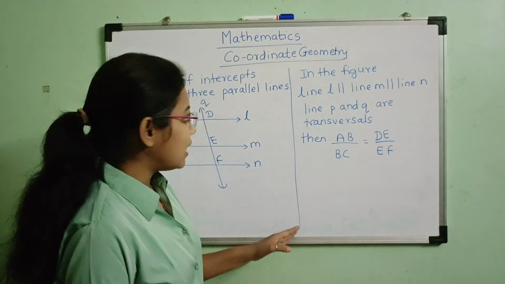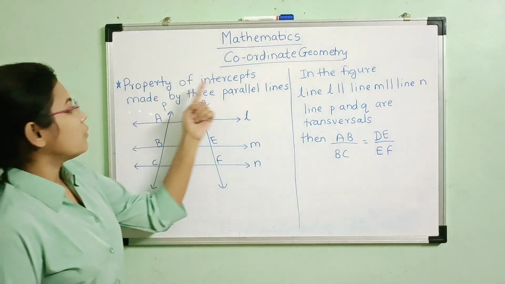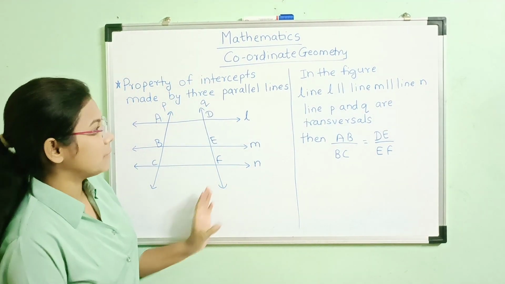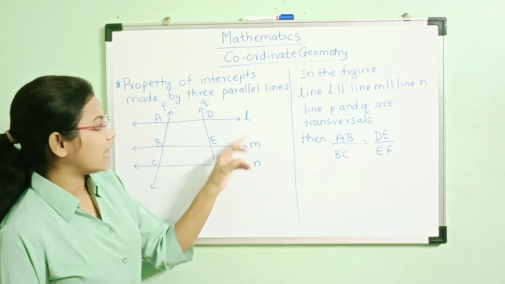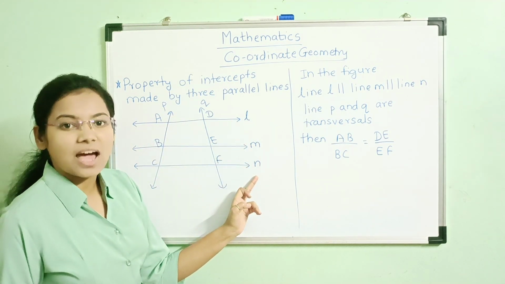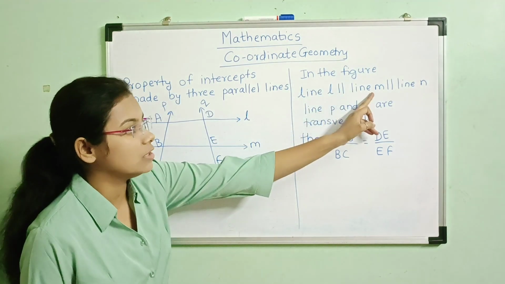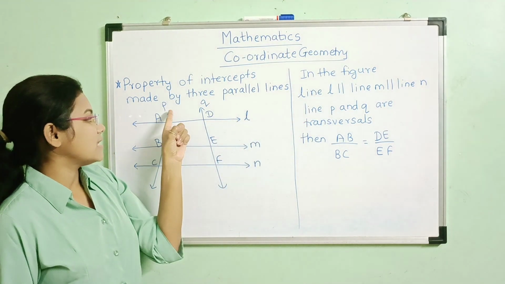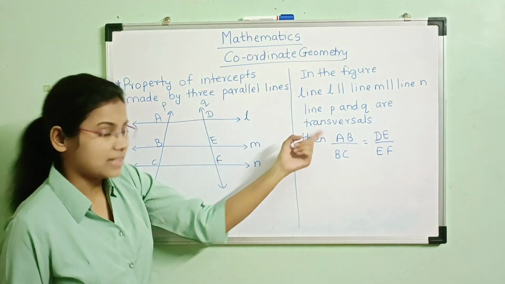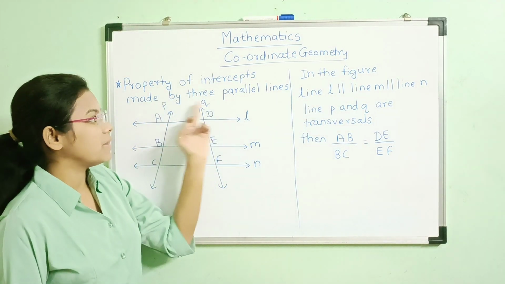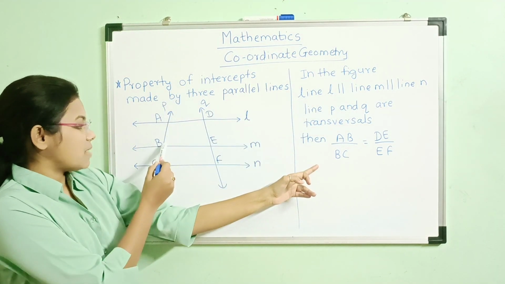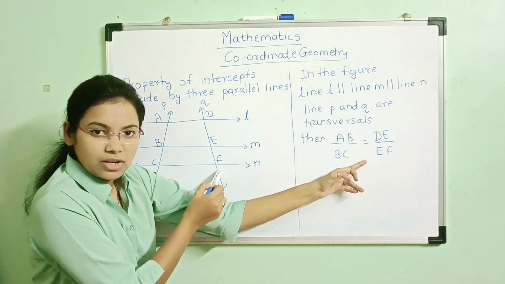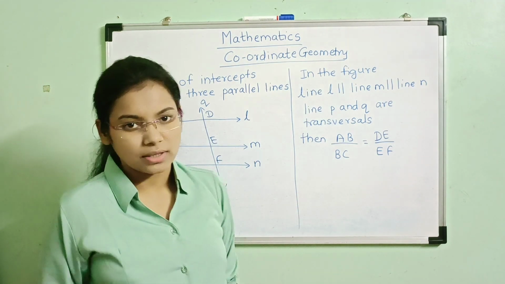For that, first we will be studying the property of intercepts made by three parallel lines. So what is this concept? In the figure you can clearly see that L, M, N are parallel lines, meaning line L is parallel to line M is parallel to line N. These three lines are parallel to each other, and lines P and Q are transversals. Then the property of intercepts made by three parallel lines is: AB divided by BC equals DE divided by EF. We are going to use this property in the further concept.